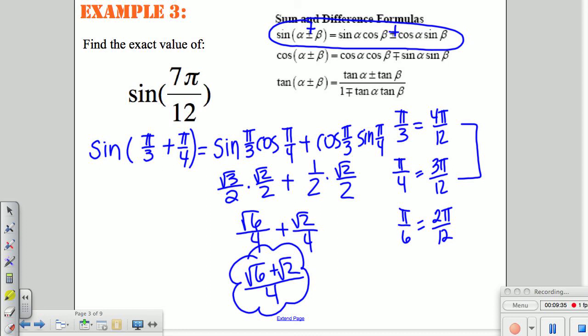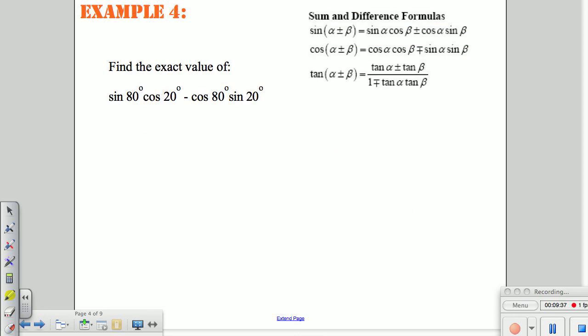Okay, let's move on. We're going to go the other way now. Notice we haven't looked at the tangent formulas at all yet, but we're going to go the other way. I want the exact value of this thing listed here. Right off the bat, you should be thinking, 80 degrees and 20 degrees are not on my unit circle.